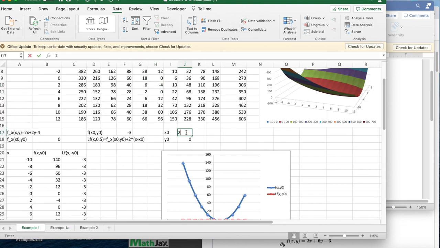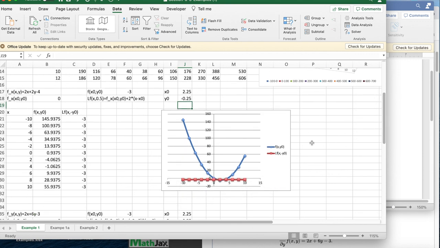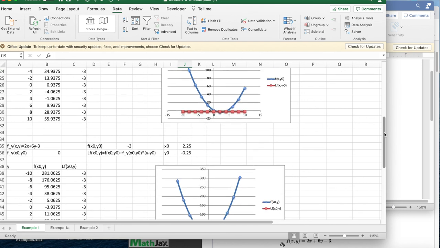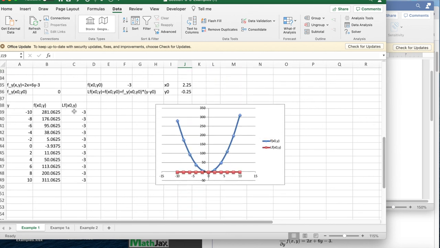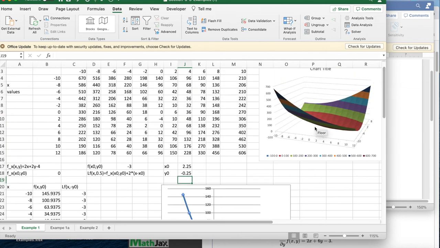And so I'm going to plug in 2.25, minus 0.25, and notice when I plug that in, that derivative is 0, so it's flat, so it's a minimum in the x value, and the y derivative is also flat, so it's a minimum in there. I've got a minimum in both directions. There actually is a critical point there. It is a minimum. That gives me what the minimum is.